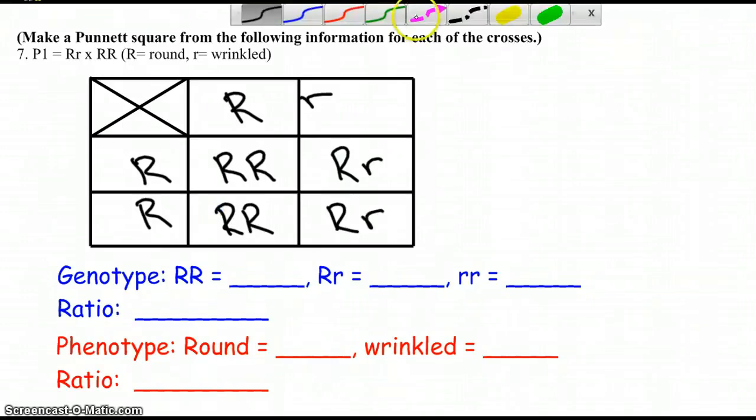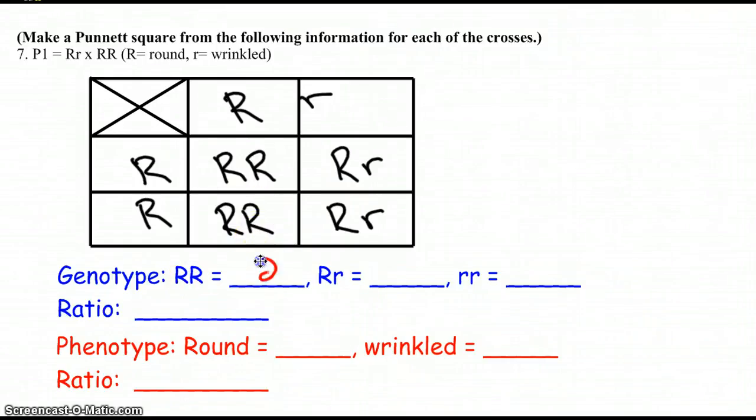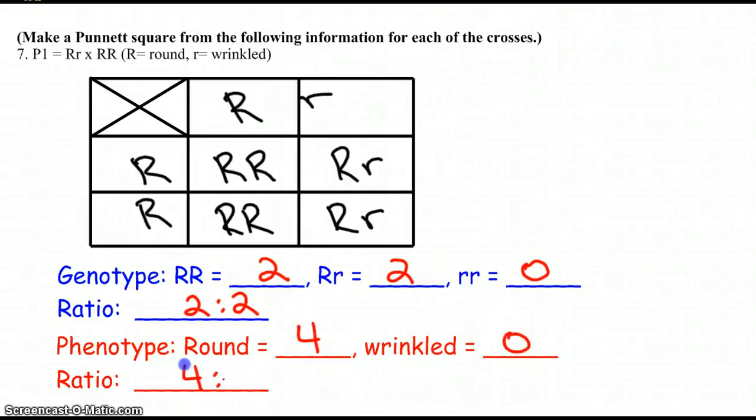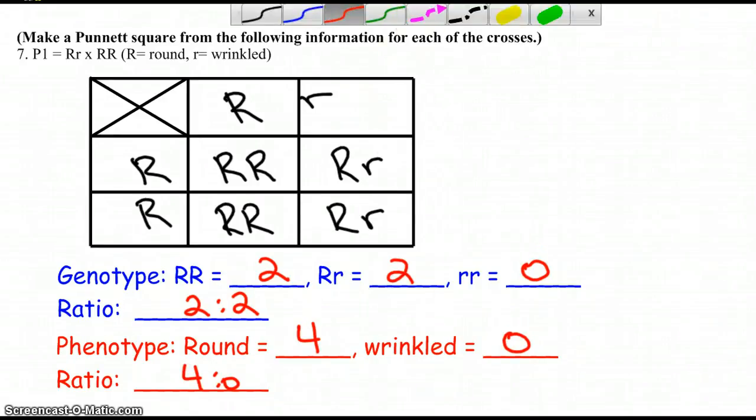Let's go ahead and change a color here. Let's make it red. Okay, so big R, I've got 2. Big R, little r, I have 2. I don't have any that are 2 little r's. My ratio is 2 to 2. Okay, pheno, big R round, so if I look at the first letter of each, I have 4, wrinkled 0, so my ratio is 4 to 0. Well, that's exactly what I had in my last problem. But let's say, for example, that you wrote it down wrong.